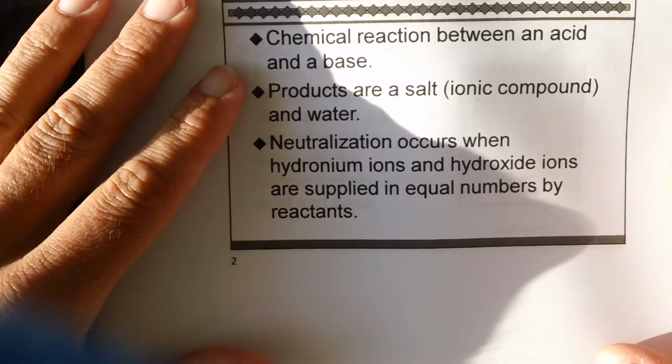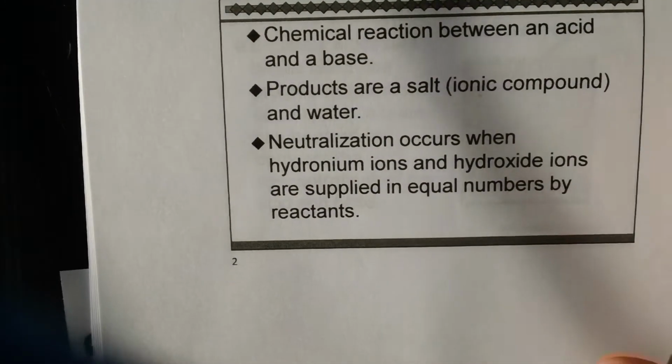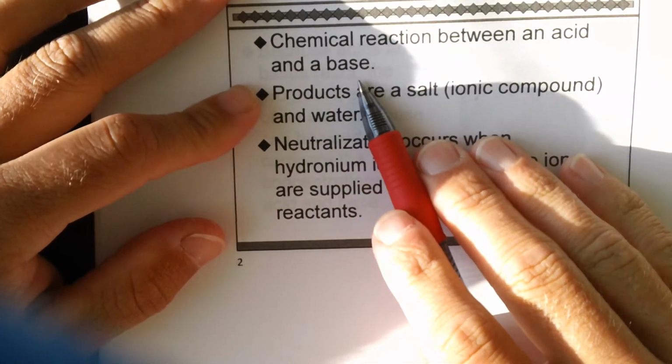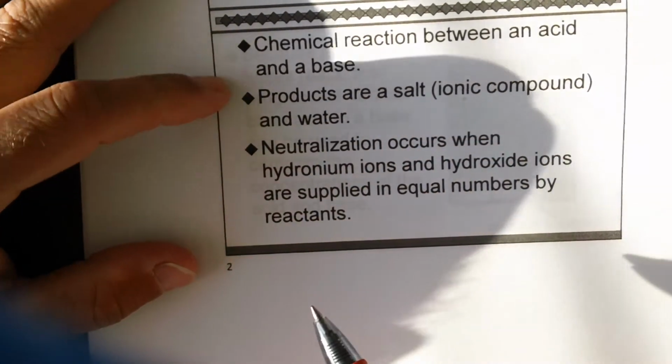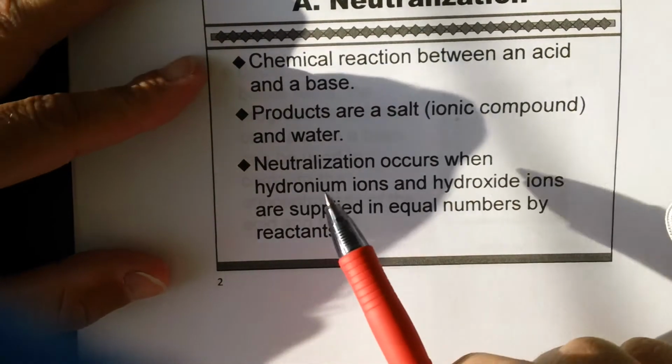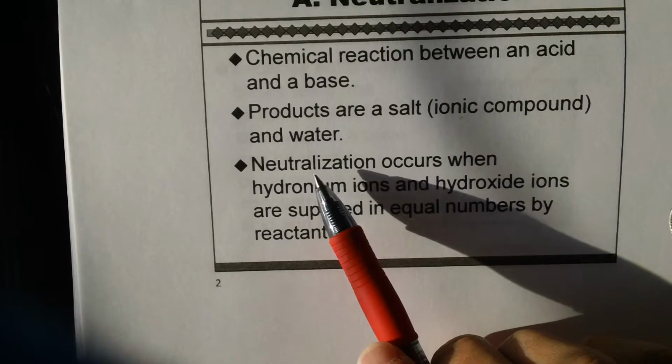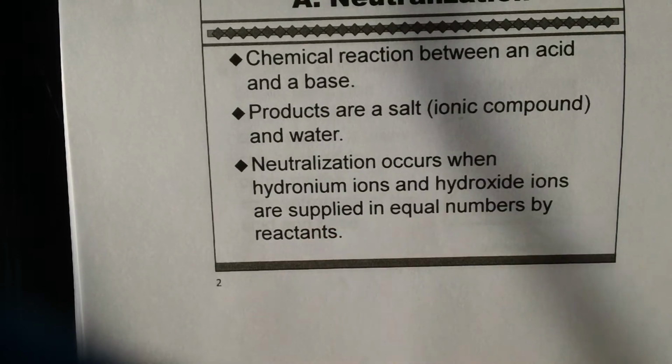So, titration is just a neutralization reaction. We talked about anytime you have a reaction between an acid and base, the products are exactly the same. They are salt and water. Some kind of ionic compound, any ionic compound is a salt, and then water is the other one.